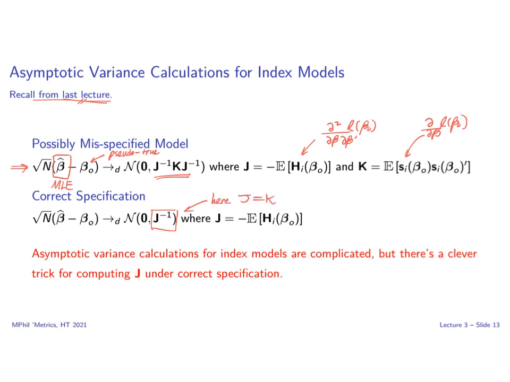It turns out that the calculations of J inverse K J inverse are pretty complicated for index models. So if we want to rely upon the robust asymptotic variance matrix estimator, we'll leave that to the computer to calculate for us. However, it's instructive to go through the calculation of J inverse because it introduces a clever trick that can be used more broadly when we want to calculate the asymptotic variance matrix of a correctly specified conditional likelihood estimator.